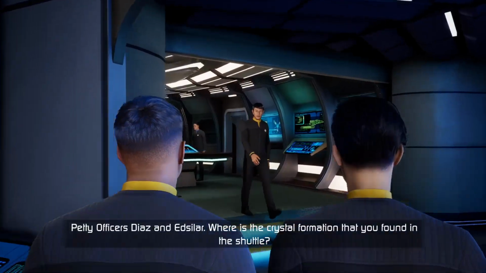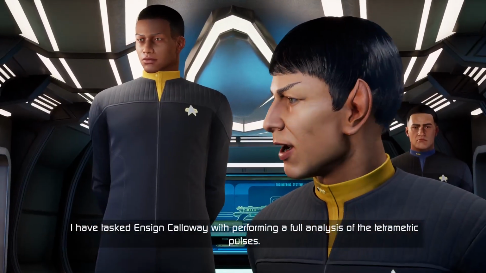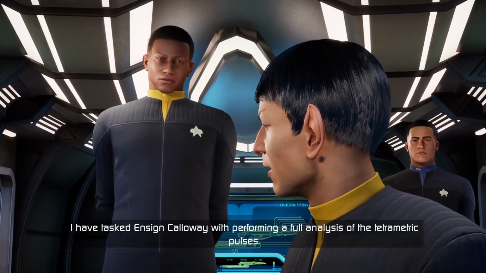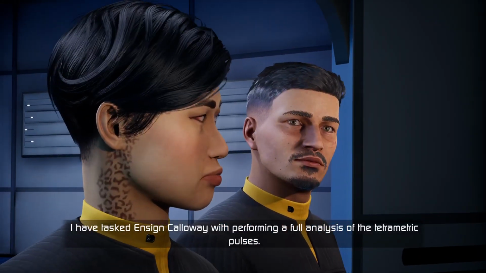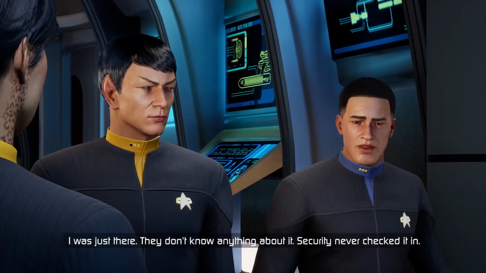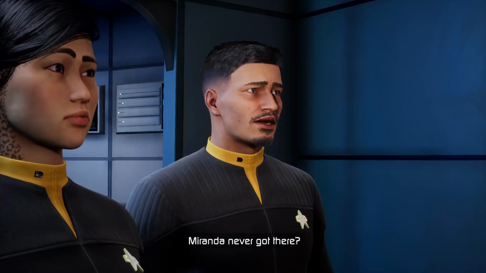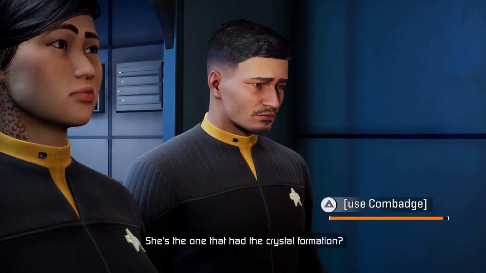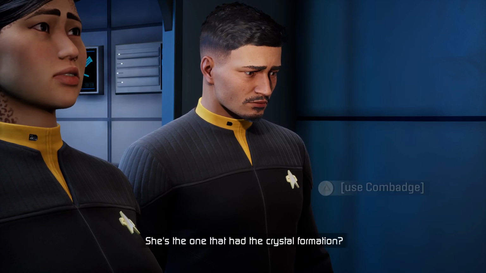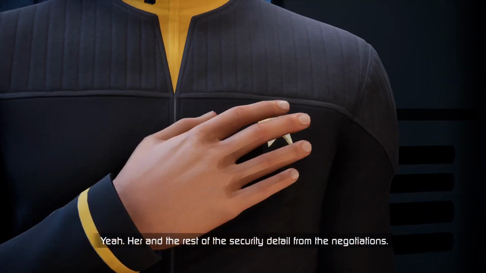Petty Officers Diaz and Edsela, where is the crystal formation that you found in the shuttle? I have tasked Ensign Calloway with performing a full analysis of the tetrametric pulses. Security brought it to the containment. I was just there. They don't know anything about it. Security never checked it in. Miranda never got there. She's the one that had the crystal formation? Yeah, her and the rest of the security detail from the negotiation.